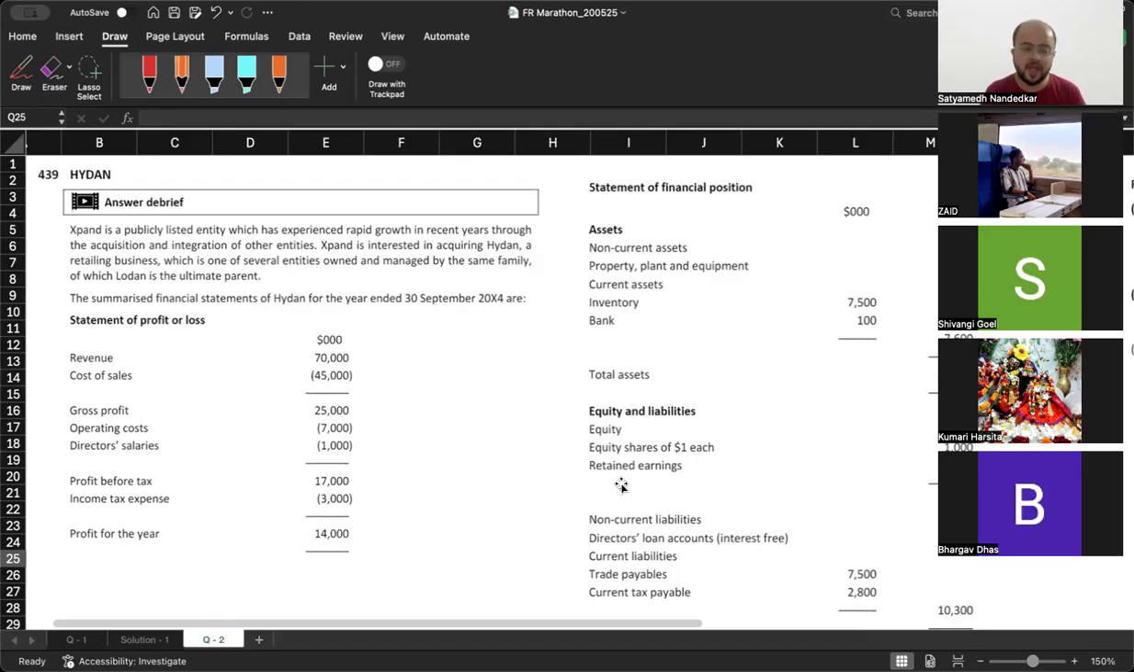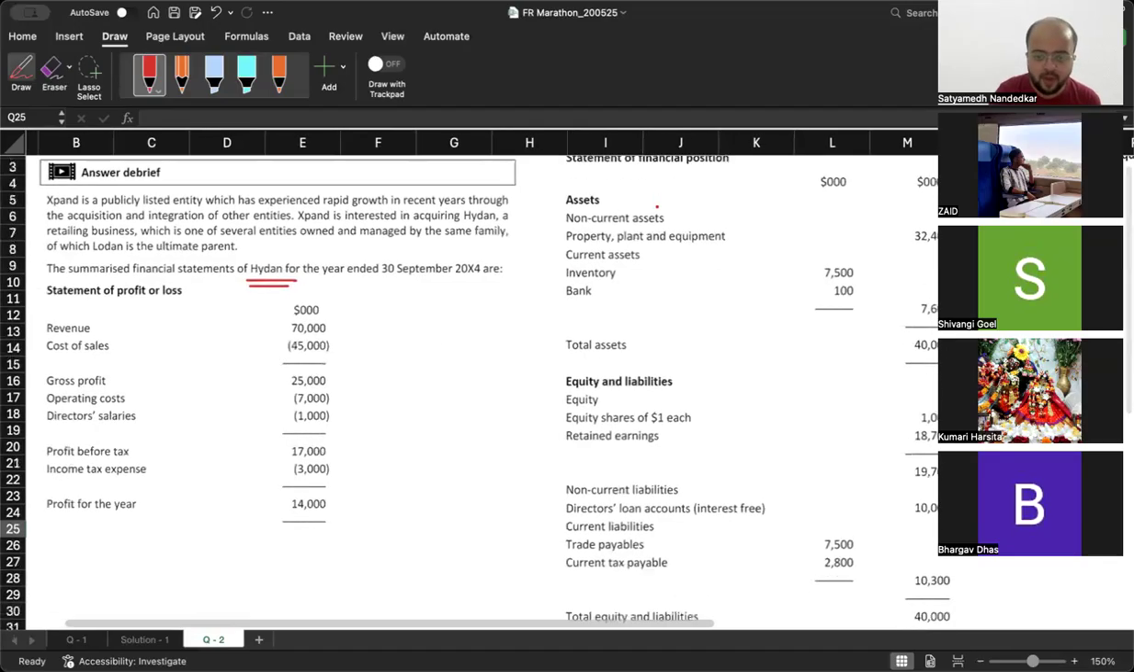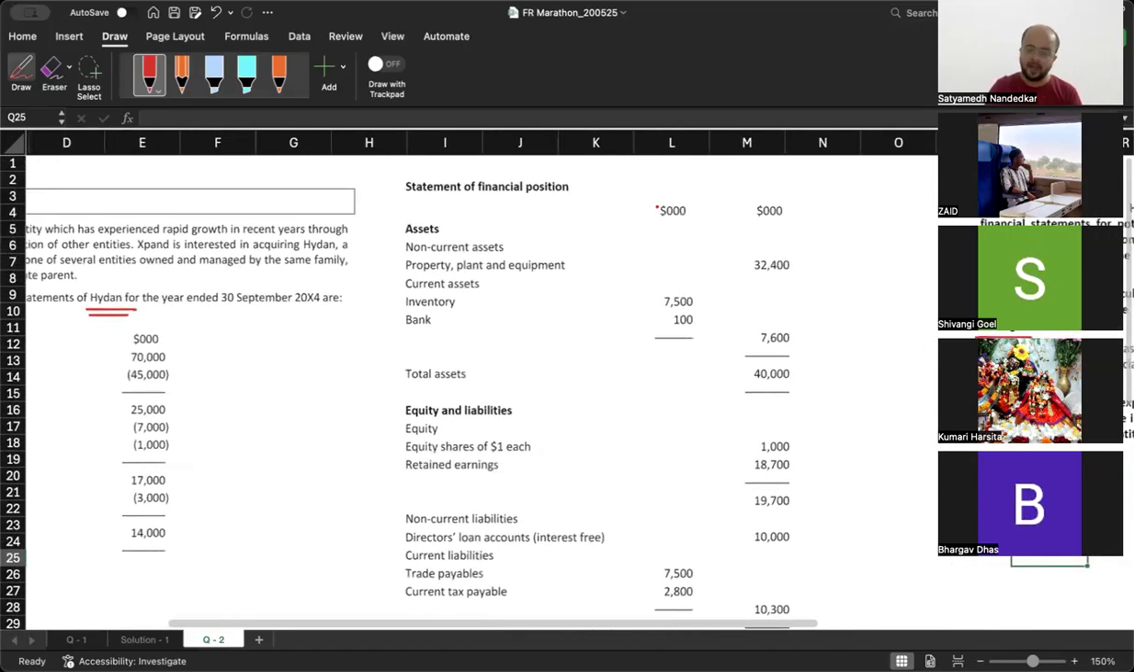The summarized financial statements of Hayden for the year ended 30th September 2004 are: statement of profit or loss, revenue, cost of sale, gives you gross profit, less operating cost, less director salaries gives you profit before tax. उसमें से income tax expense subtract करो, you get profit for the year. ये क्या है? This is statements of Hayden. Okay, individual entity का financial statement है. और ये स्टेटमेंट ऑफ फाइनेंशियल पोजीशन भी हाइडन कंपनी इंडिविजुअल है.